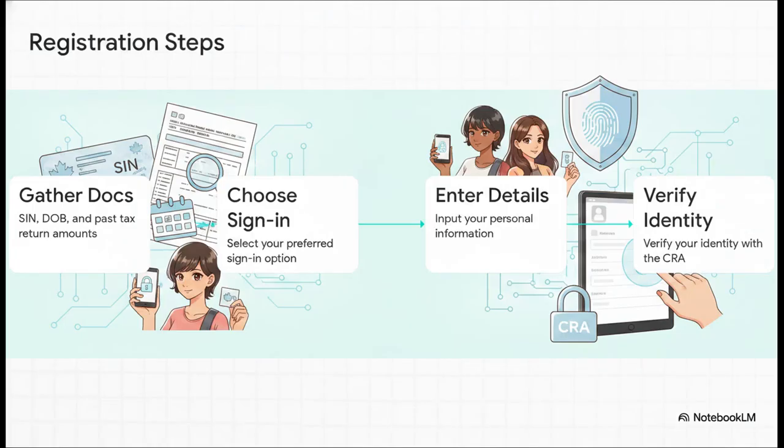Registering really just takes 4 basic steps. First, gather your documents. You're going to need your social insurance number, your date of birth, and, this is absolutely critical, a copy of a past tax return. The system will ask you for an amount from a specific line, usually line 1500, to prove you are who you say you are. Next, you choose your sign-in option, enter your personal details, and verify your identity.